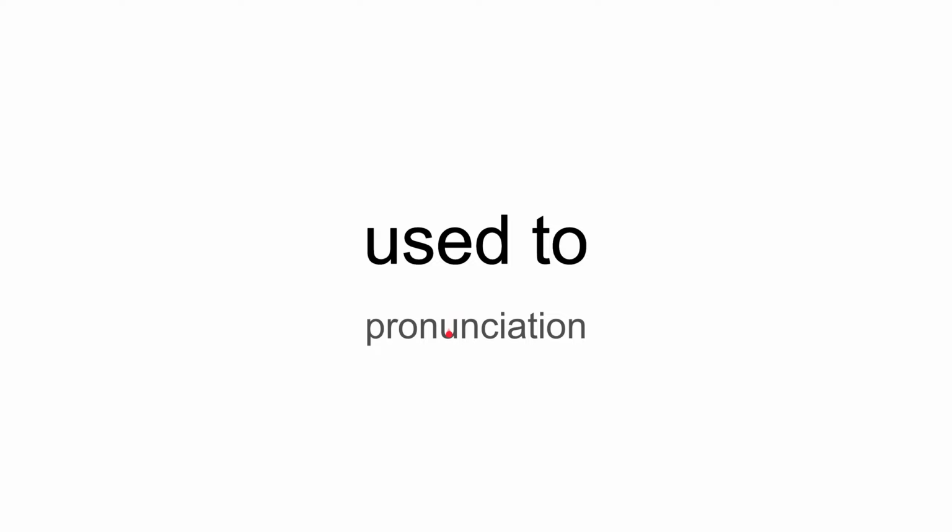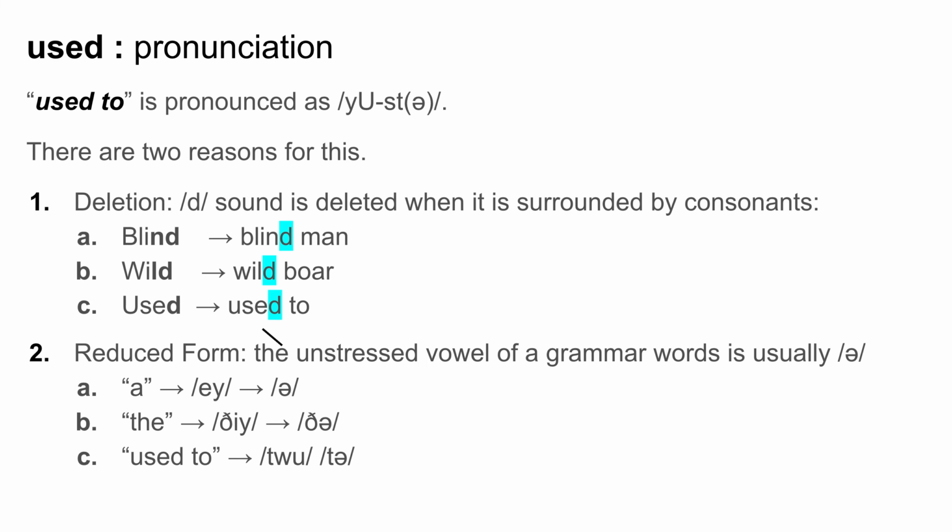Let's look at the pronunciation of used to. It's actually very interesting, the pronunciation of used to, and let's talk about it right now. So, used to is pronounced as "use-ta", okay, normally. There are two reasons for this. The first reason is that we delete the D sound when it is surrounded by consonants.